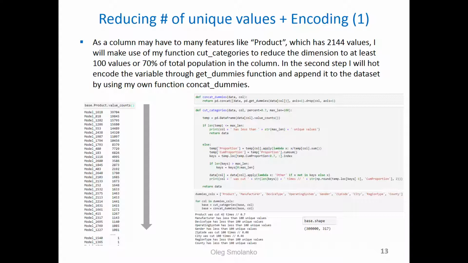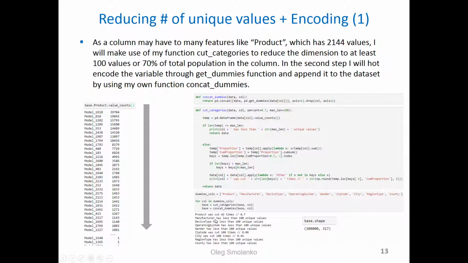As I mentioned before, I defined a function which helps me to reduce the number of unique values in the respective column. This was used with categories. I either use 70% of the data in that column, or I use a maximum of 100 values. As we can see below, when I print my result, for product, I used 42 values and reached 70% of my data.